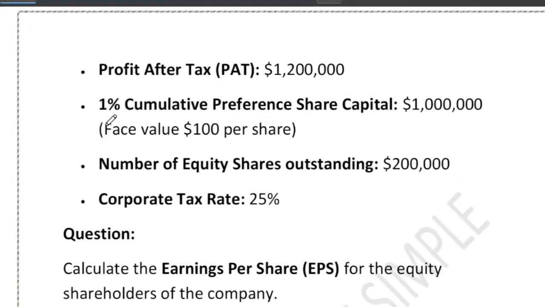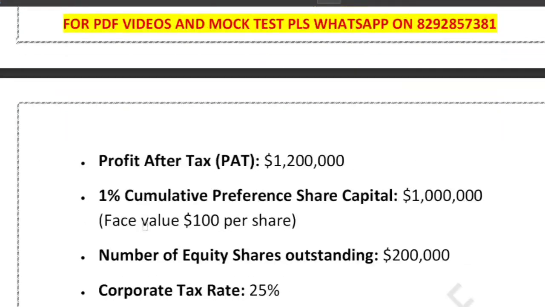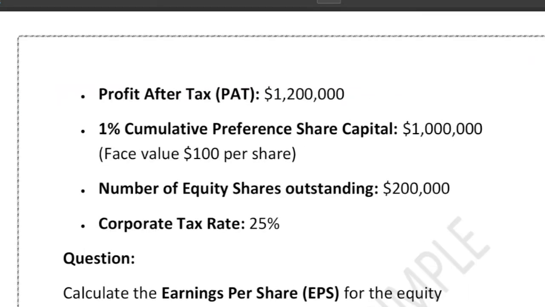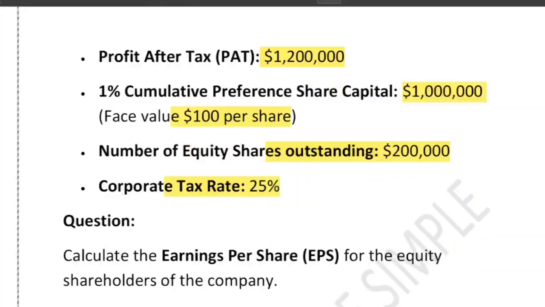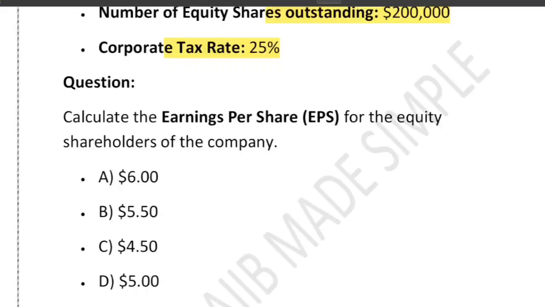So friends, you have to compute EPS, that is earning per share, for the Beta Logistics Limited, and data for the year ending March 2026 has been given, right? PAT, profit after tax, they have given 12 lakh, and 1% cumulative preference share capital, they have given 10 lakh. Face value is $100 per share. Everything is given in dollars. Number of equity shares outstanding is 2 lakh. Corporate tax rate 25%.